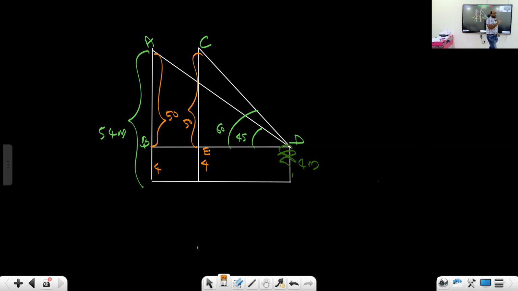Now, first question. Initially the pigeon was here. They are asking from the eye, here the eye of the observer, this one. What is this side's name? Hypotenuse. So we have to find the hypotenuse initially. Clear or not? Hypotenuse we have to find.